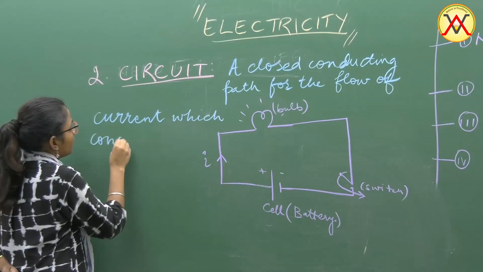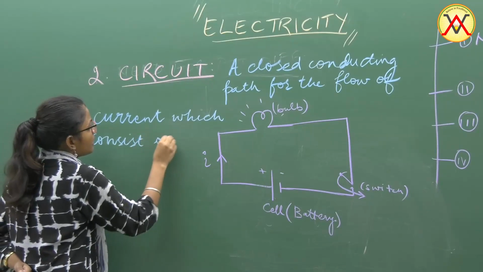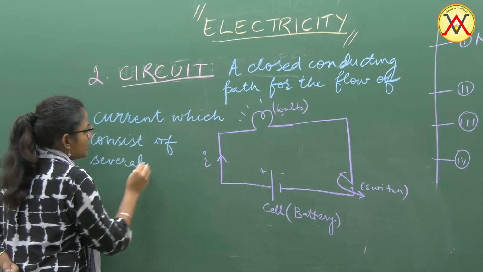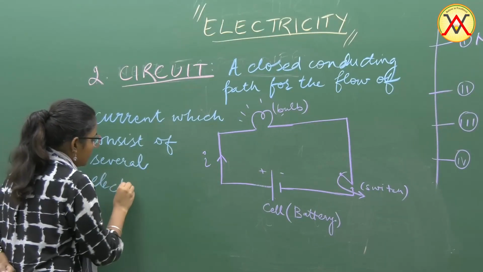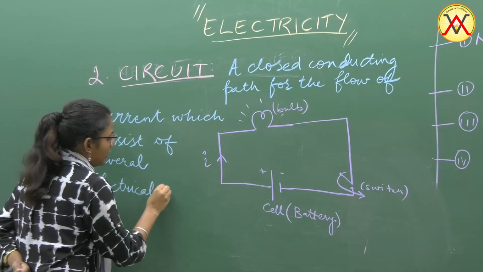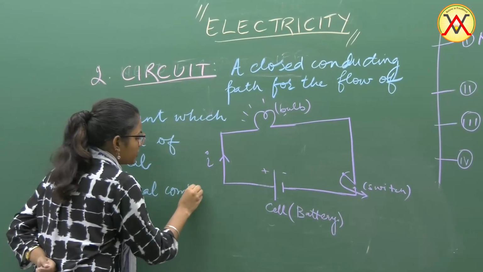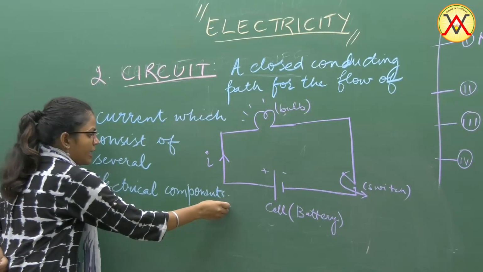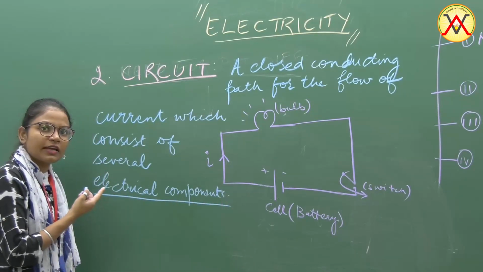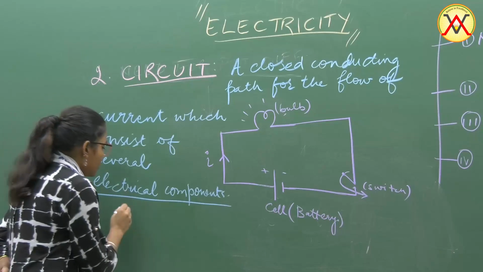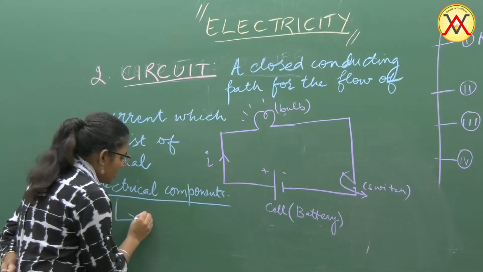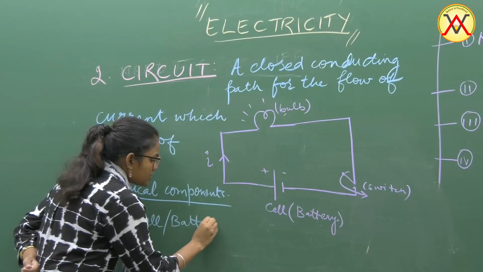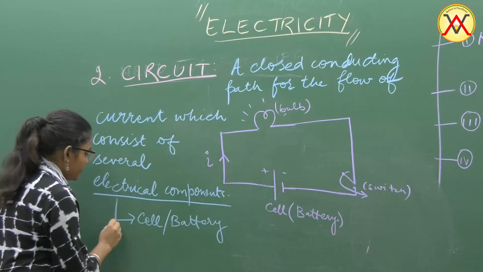which consist of several electrical components. Okay, electrical components that we have studied already in class 8 include a cell or a battery for constant potential difference.